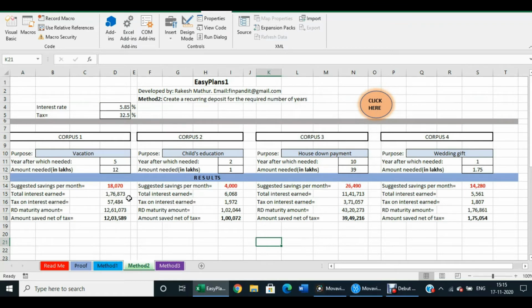The suggested amount is 18,070 rupees for the first corpus. This will give me a maturity amount of 12,61,073. The amount saved net of tax will be 12,03,589, close to what we need, and so on for all the other requirements.